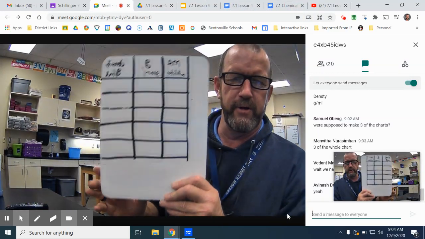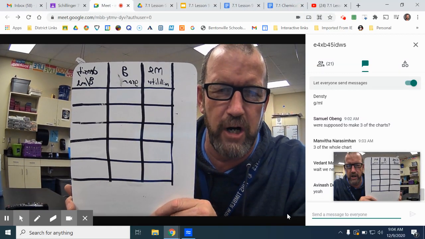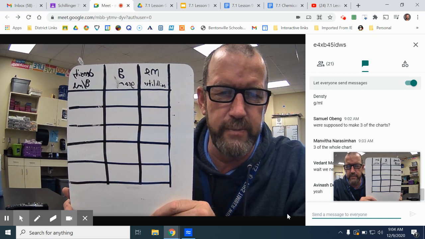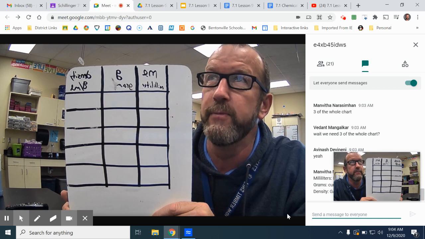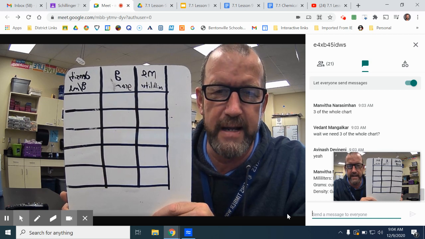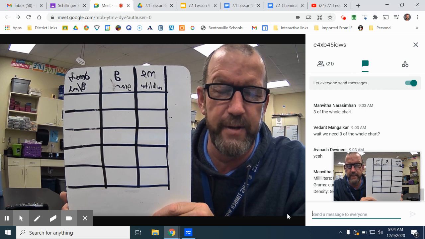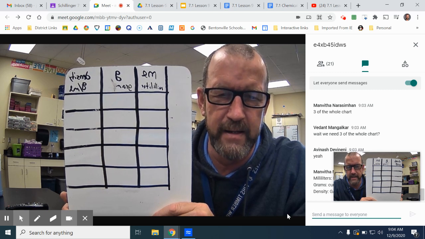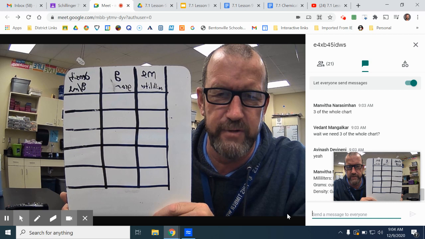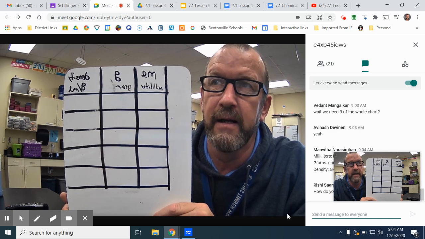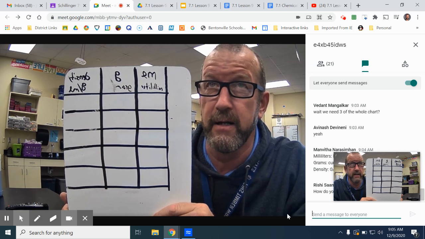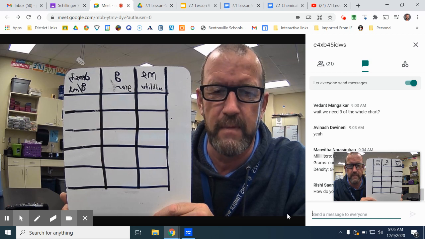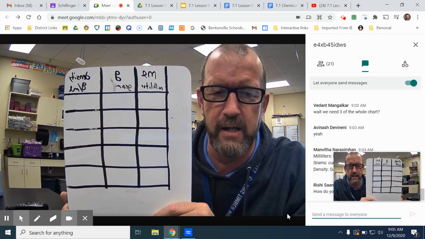All right, so ladies and gentlemen, we're going to need to make three of these charts right here. Three different columns with 5 rows. The first one is milliliters, an M with a cursive L for milliliters. Second column is a cursive G for grams. And the third column is density. And the symbol for density is g over mL, milliliters. All right, so make 3 of those columns.